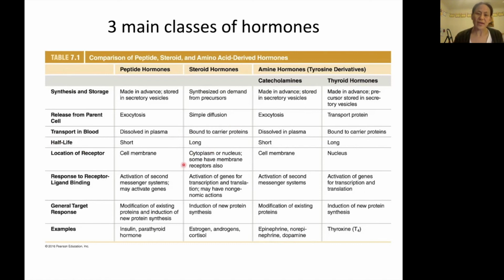Their receptors are located intracellularly in the cytoplasm or the nucleus. Occasionally you'll have some membrane receptors for steroid hormones too, but I don't want you to worry about that. In general, the vast majority have receptors in the cytoplasm or in the nucleus. And then the response you get in your target cell is transcription and translation. These are what we call genomic changes, these slower, more long-lasting changes in the target cell, and that's going to lead to new protein synthesis. And then here are a few examples of the steroid hormones.